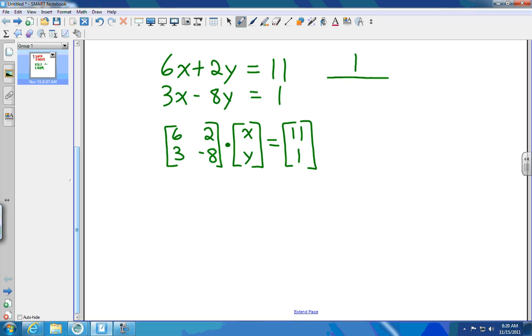What would we be multiplying? No, to find the determinant, 6 times -8. And what always goes in the middle? Minus, right? For determinants, it's always minus. And then 3 times 2. So what would that give us? -48 minus 6.